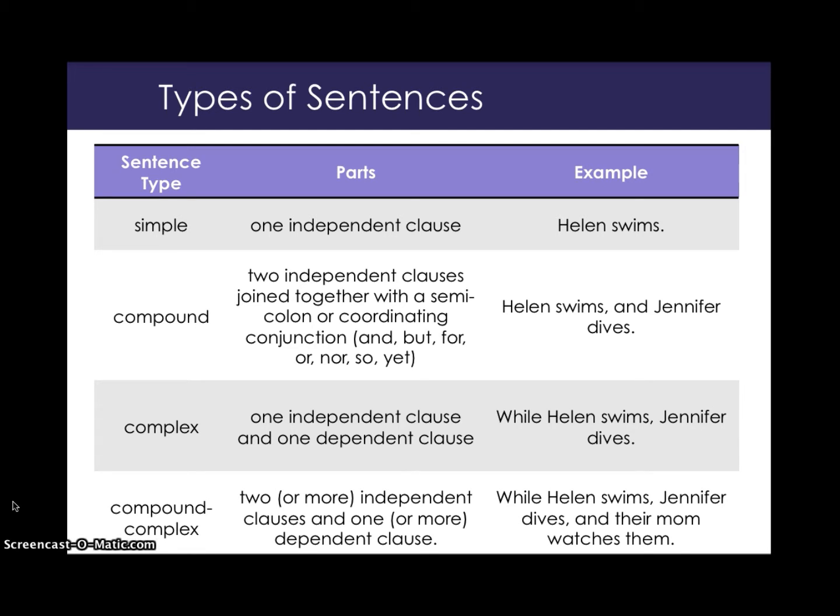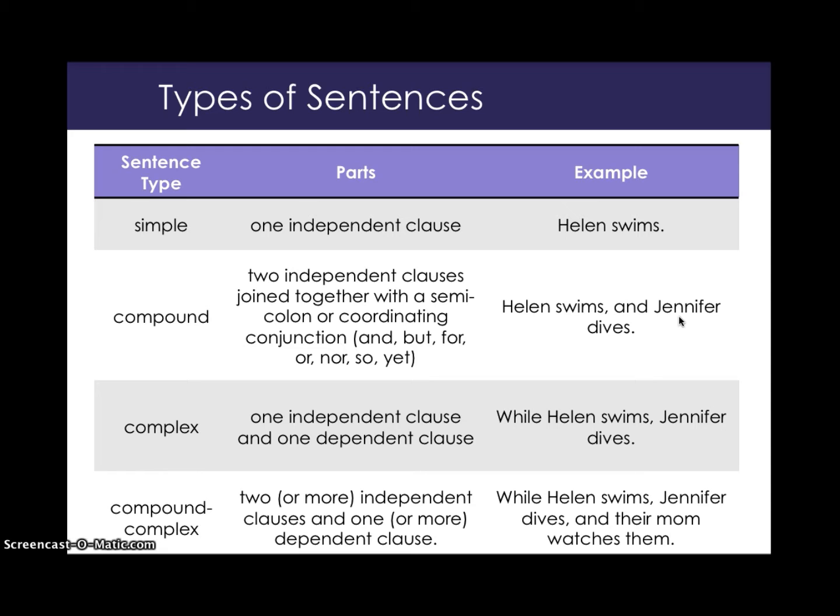The second type is compound, and that is 2 independent clauses, and we join them together with either a semicolon or a coordinating conjunction. And remember those, FANBOYS is the mnemonic device for remembering them: for, and, nor, but, or, yet, so. So Helen swims and Jennifer dives is the example. We have one independent clause here with Helen swims, and the second independent clause is Jennifer dives with the comma and a coordinating conjunction there.